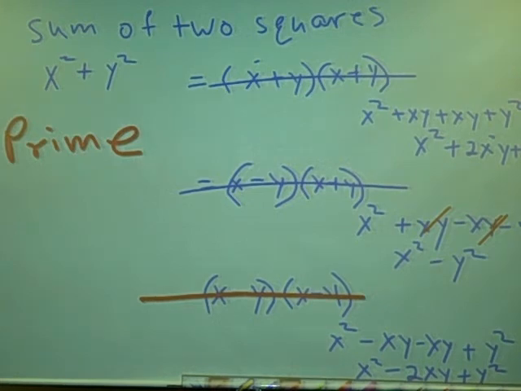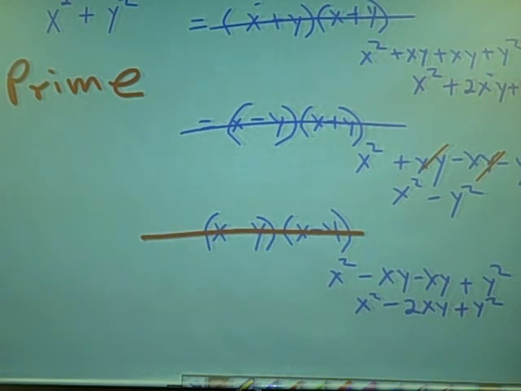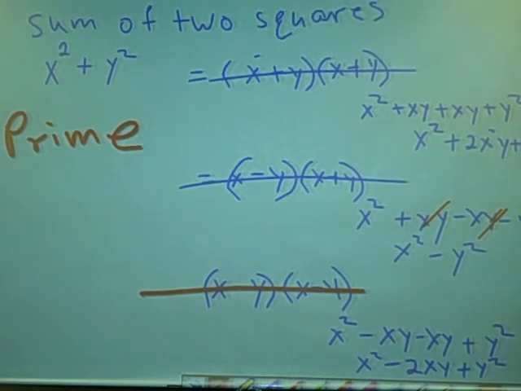So anytime you see the sum of two squares, automatically that's prime. Okay? Not many homework problems, not many times you're going to see a prime for an answer, and even less for the homework or the test. All right? So, just letting you know that. All right? Questions?